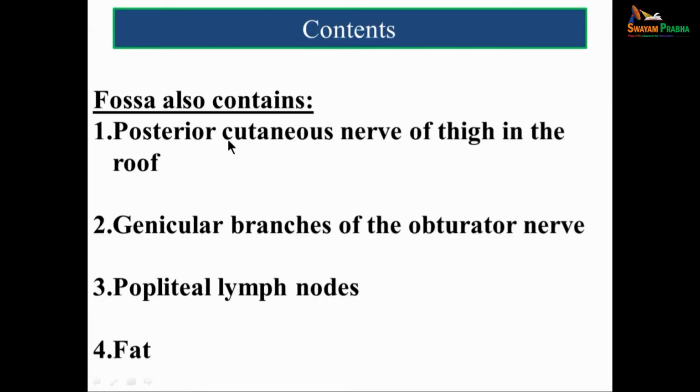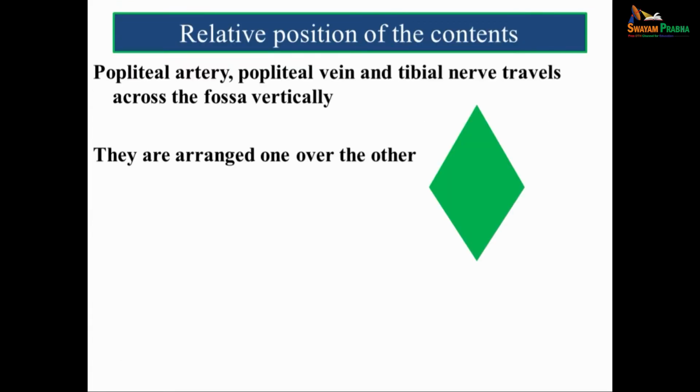Apart from these main structures, we have a few more structures. The posterior cutaneous nerve of the thigh in the roof, which we already studied. Then the genicular branches of the obturator nerve, popliteal lymph nodes, and a pad of fat. So these are the additional structures which are present in the popliteal fossa. Now it's very important to understand the relative position of the contents which are present in the popliteal fossa.